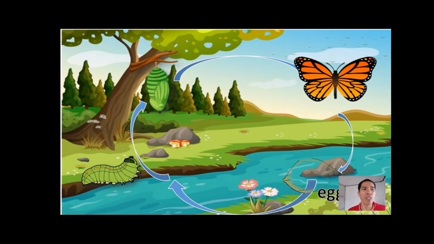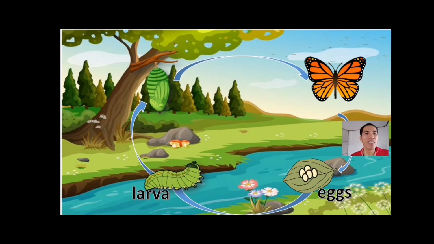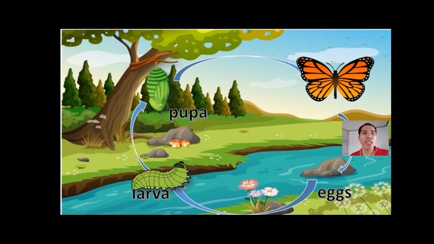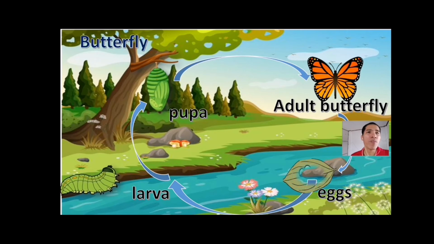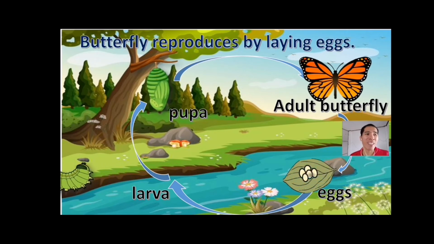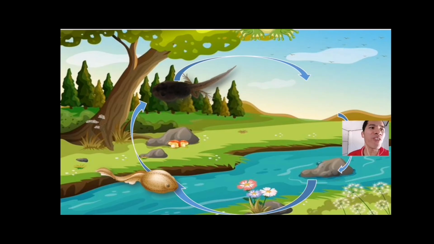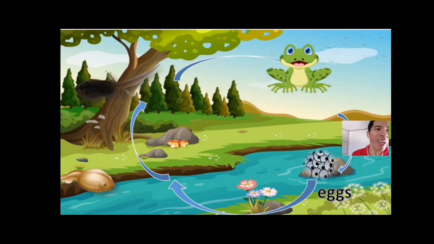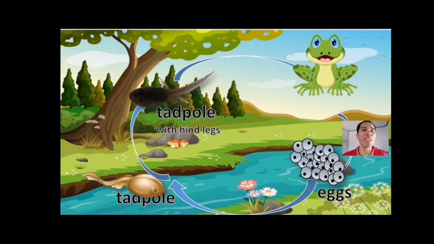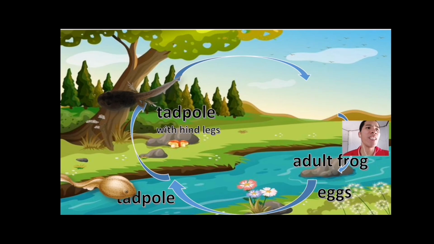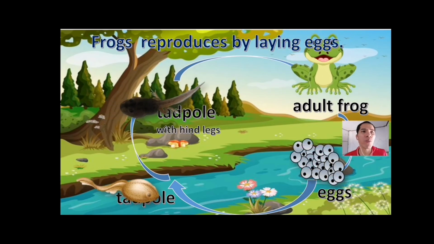How about this one? This is a butterfly. You are right. A butterfly lays eggs. After that, eggs become larvae, and then pupa, and then become an adult butterfly. So butterflies reproduce by laying eggs. How about this one? A frog. You are right. A frog lays eggs. From eggs, it becomes a tadpole, and then a tadpole with hind legs, and then it becomes an adult frog. Frogs reproduce by laying eggs.